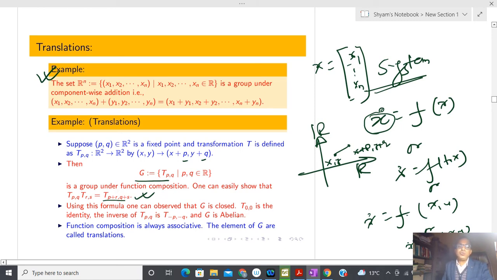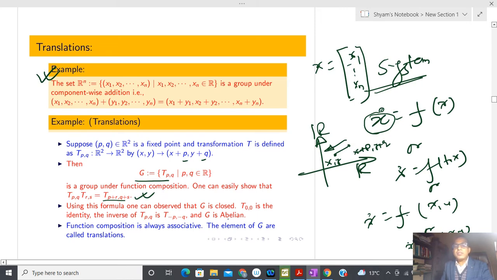And the inverse you already know. For the identity, you can put 0, 0, then there is no translation in x and y. So that is the identity. And for the inverse, if I move from here to here, how do I reverse that? For that reason I have written minus p and minus q.